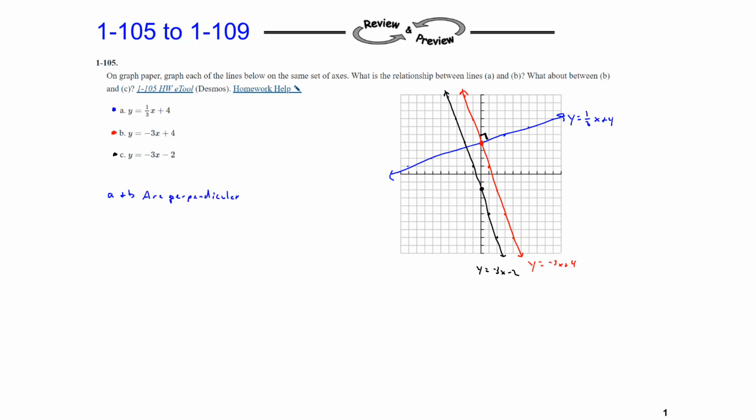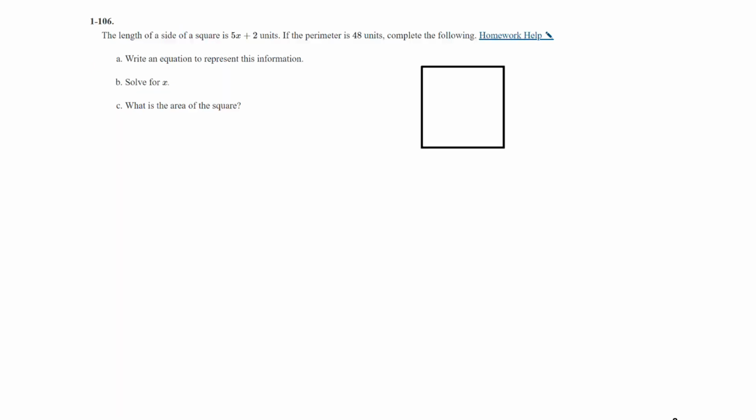And then it wants to know about B and C. So let's take a look at B and C. B is red and C is black. And we just talked about those a little bit ago, that they are parallel because their slopes are the same. And we have now answered all the questions.